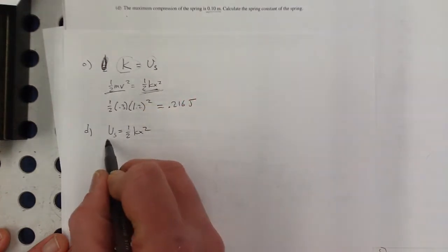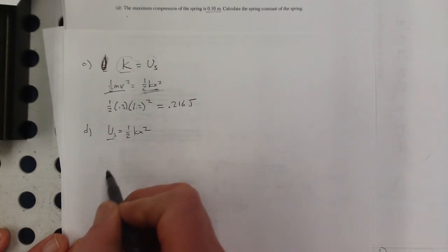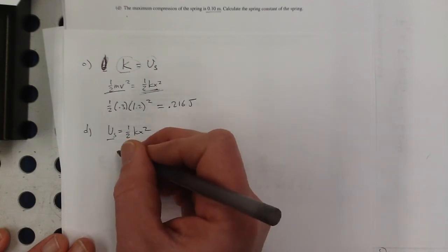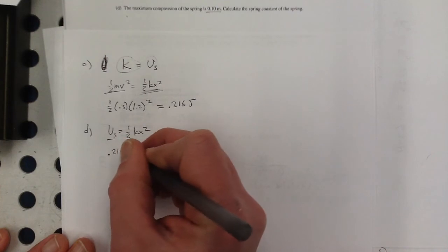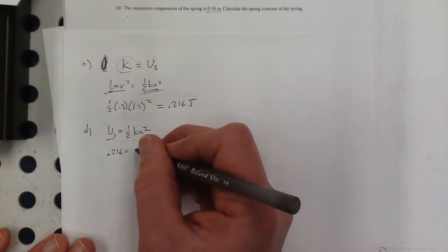Now we're going to use the fact that it's an ideal spring, so its stored energy is 1/2 kx squared. That was a long bell. I think that means that school's out for summer.